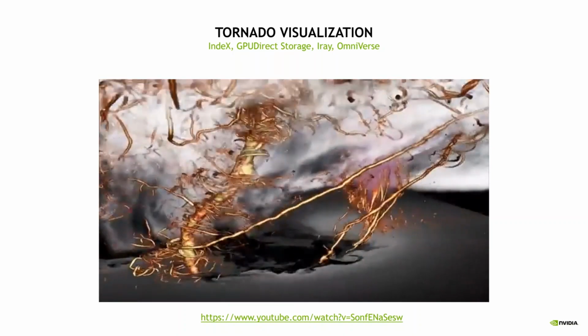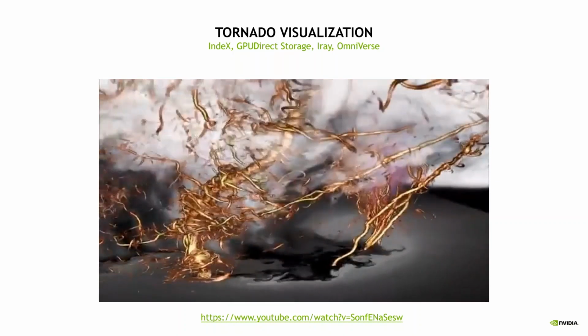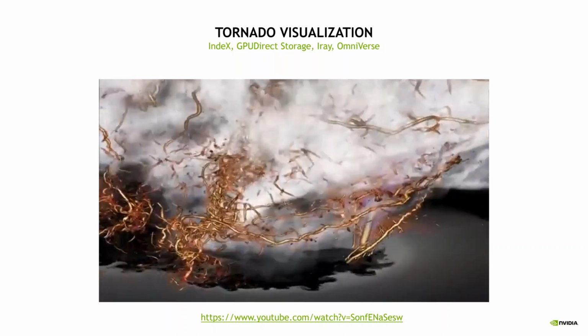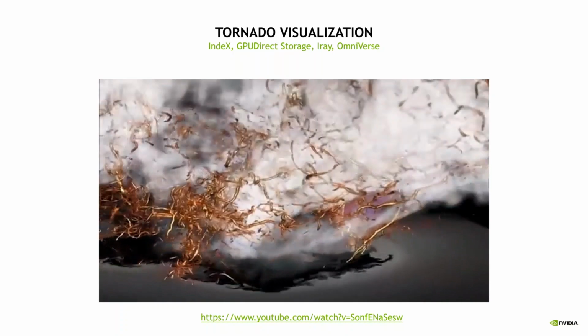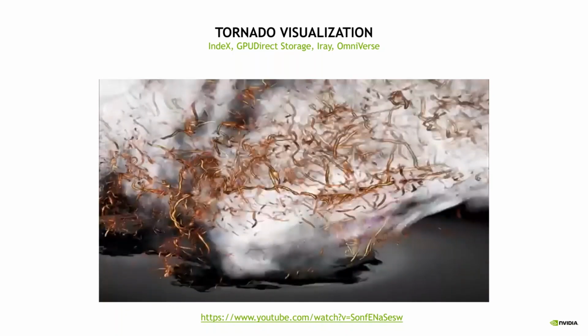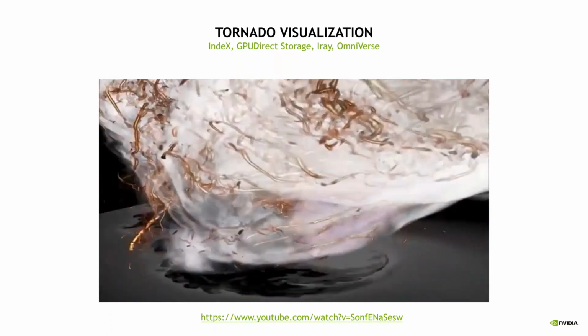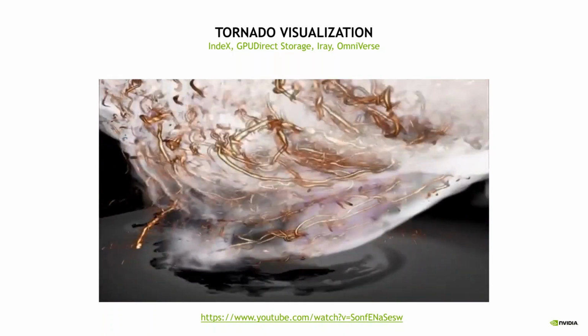So the sequence we're looking at here shows 6,000 simulation steps of a tornado simulation. It is also making use of a thing called NanoVDB, which is a sparse volume data structure, which helps reduce the dataset sizes and the memory footprint of that. And as I mentioned, this uses GPUDirect storage.